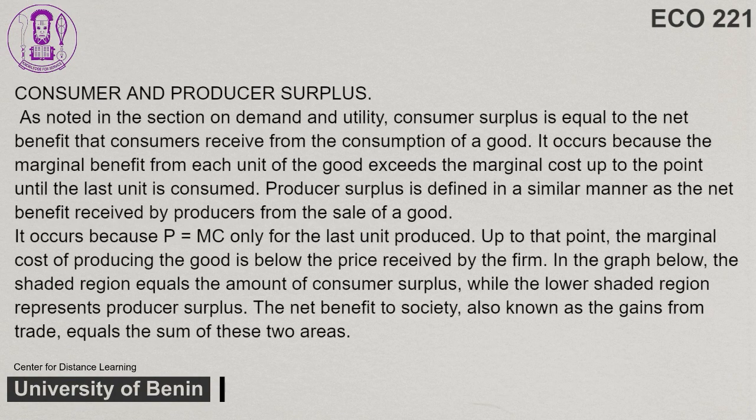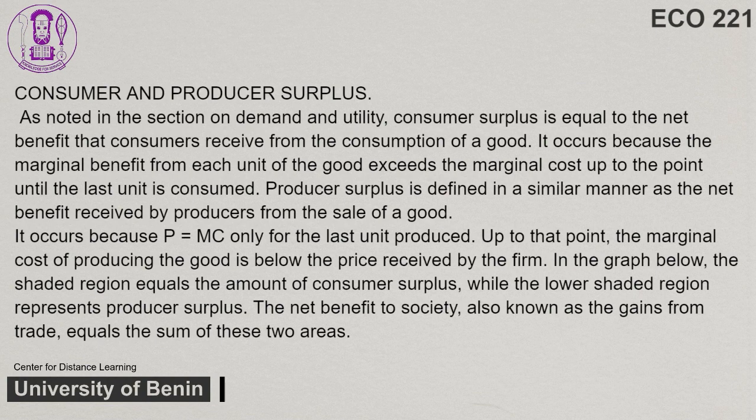Consumer and producer surplus. As noted in the section on demand and utility, consumer surplus is equal to the net benefit that consumers receive from the consumption of a good. It occurs because the marginal benefit from each unit of the good exceeds the marginal cost up to the point until the last unit is consumed.